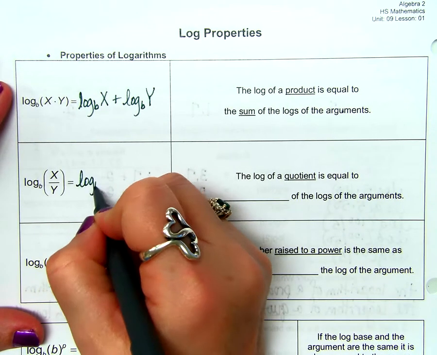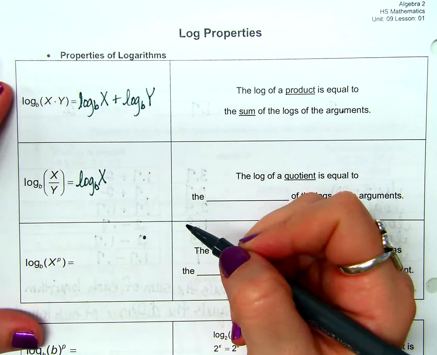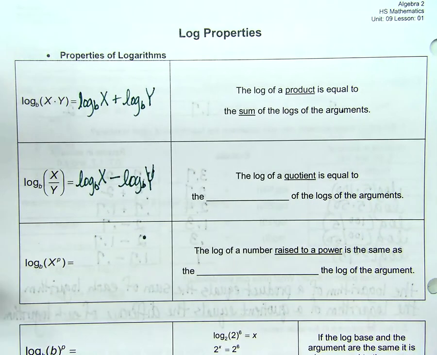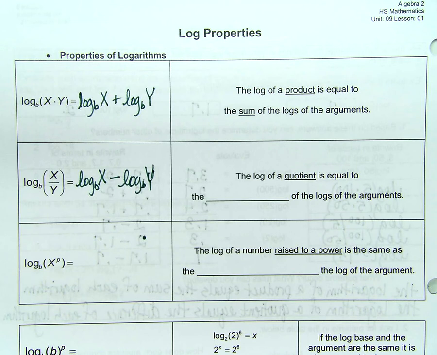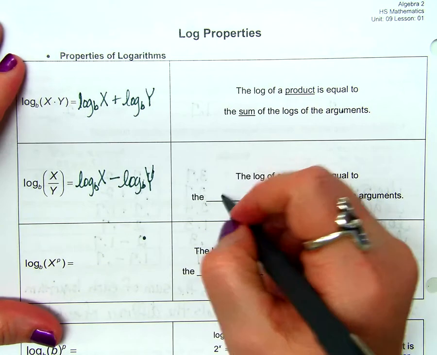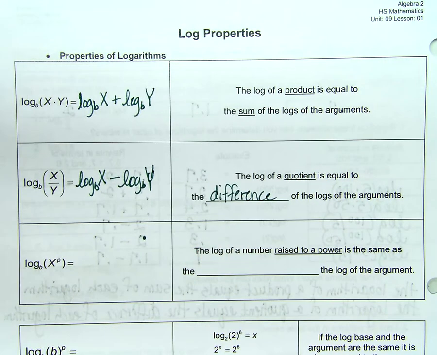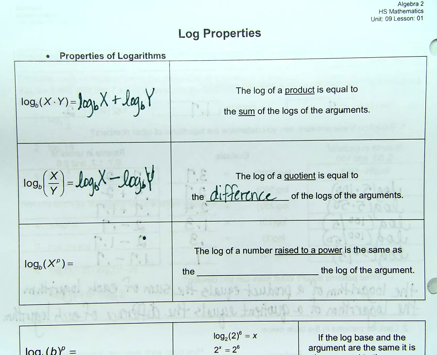Log base b of x minus log base b of y. Excellent. The log of a quotient is equal to the difference of the logs of the arguments. Okay so far?